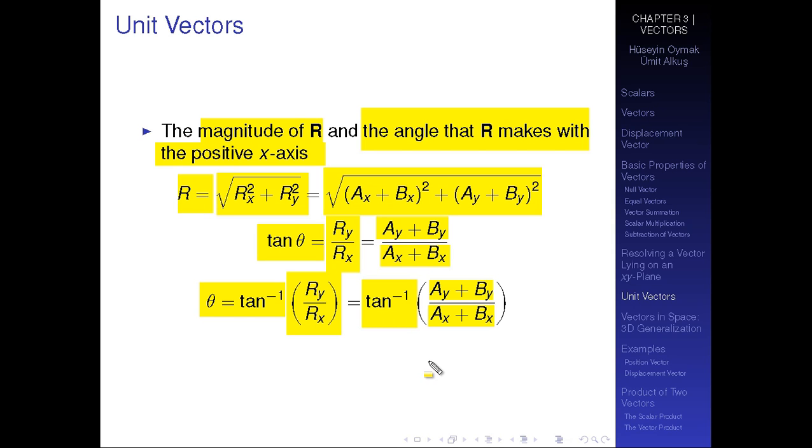Okay, that's enough for discussion of unit vectors, and let's have a look at the vectors in space, that is, the three-dimensional generalization of vectors.